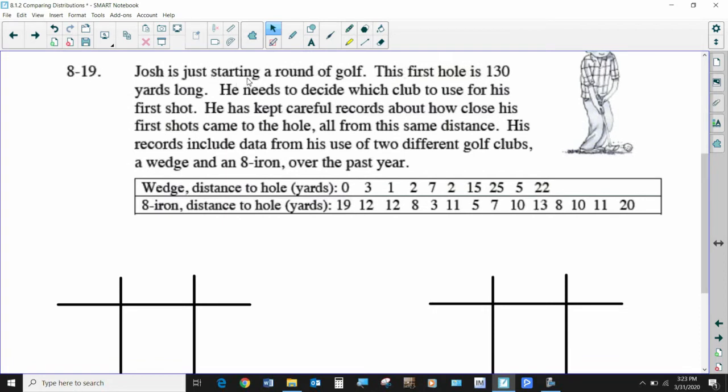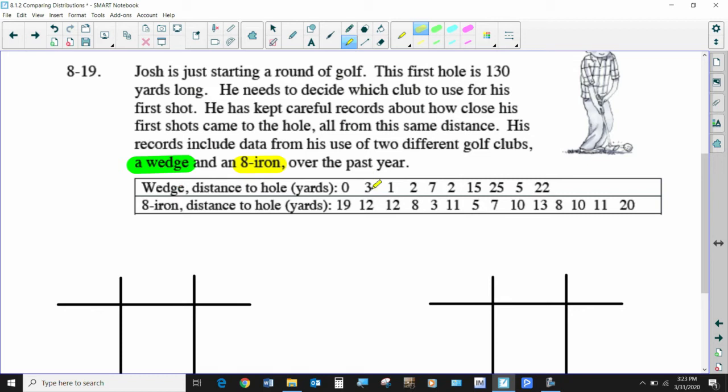Josh is just starting a round of golf. The first hole is 130 yards long. He needs to decide which club to use for his first shot. He has kept careful records about how close his first shots came to the hole, all from this same distance. His records include data from two different clubs. One of the clubs is a wedge. I'm assuming that's either a sand wedge or pitching wedge for those of you that are golfers, and an 8-iron.